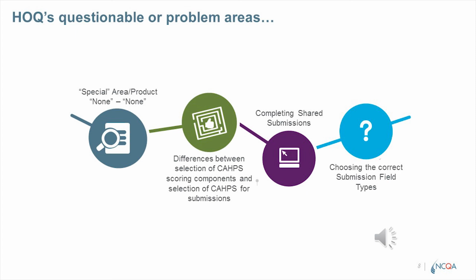We've noted that we've had some problem areas or some questioned areas in the HOQ in the past, and so we want to take an opportunity to try to see if we can clear some of those things up for you. Those areas would be our special area, special product, none, what that means and how to use that. The differences between the selection of CAHPS scoring components and the selection of your CAHPS for your submissions. The next section would be completing shared submissions. And then last but not least, choosing the correct submission field types. We're going to go through those and hopefully clear a couple of things up for you in our next slide.